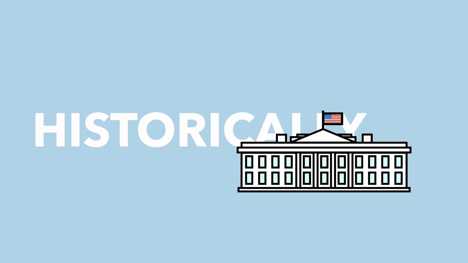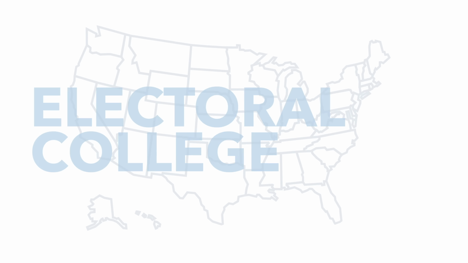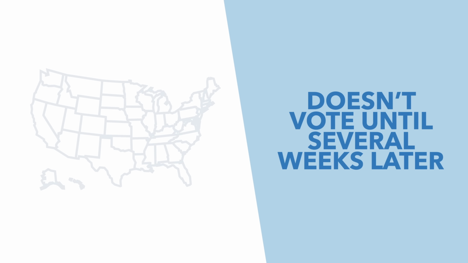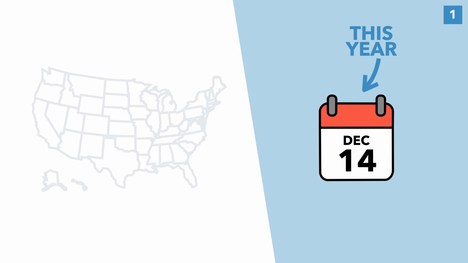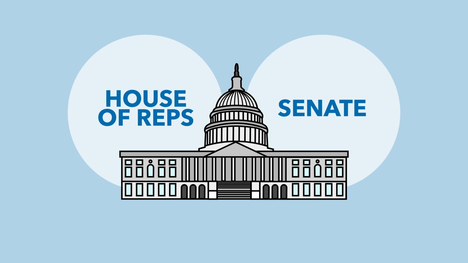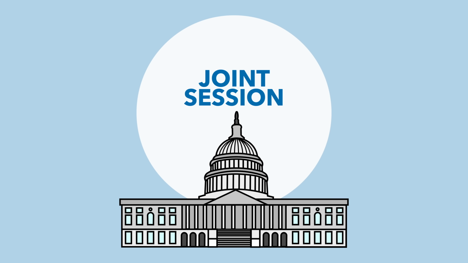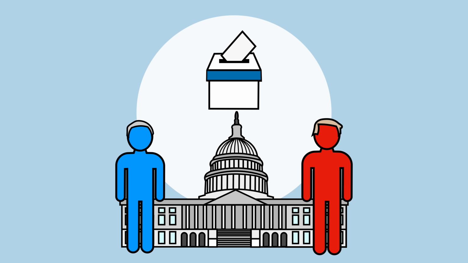Historically, we find out who won the election on election night, or at least in the wee hours of the next morning. But the Electoral College doesn't actually vote until several weeks after the election, on the Monday after the second Wednesday in December, when electors meet in their state capitals and cast their votes. Then, on January 6th, a newly installed Congress holds a joint session in which the electoral votes are opened, counted, and the election of a new president and vice president are certified.